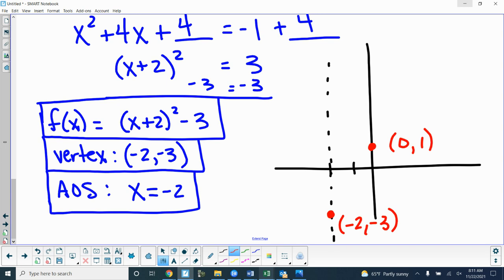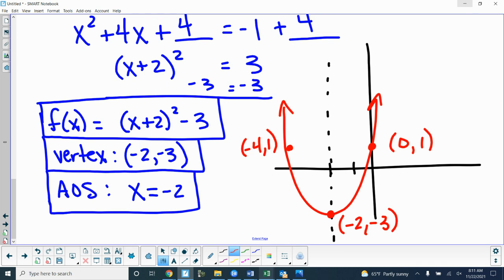Go over 2 to the left, right? Look at your y-intercept and see how far away it is from the axis of symmetry. That's why I draw it in. It's 2 spots to the right, so I'm going to go 2 spots to the left, which would be -4, 1, right? So just label those 3 points for your sketch, and then connect.